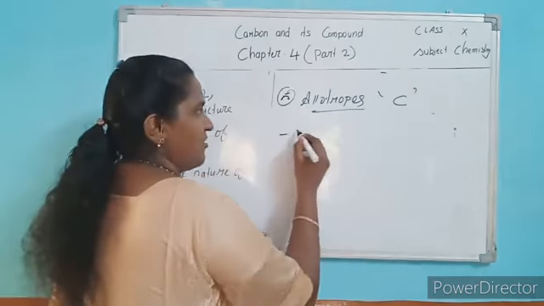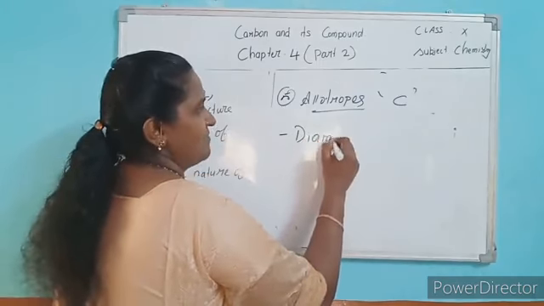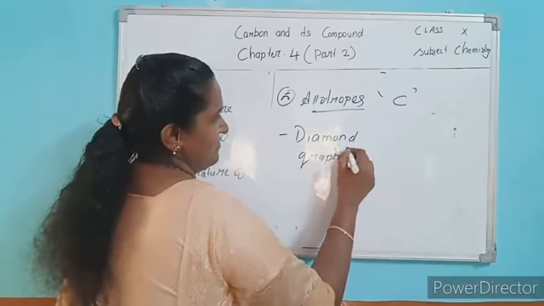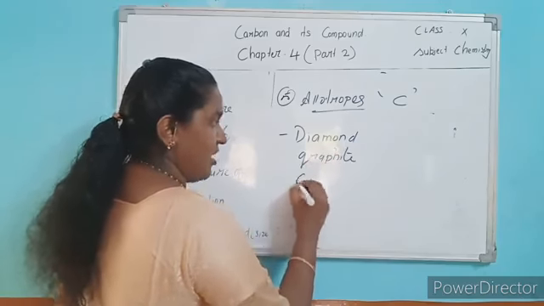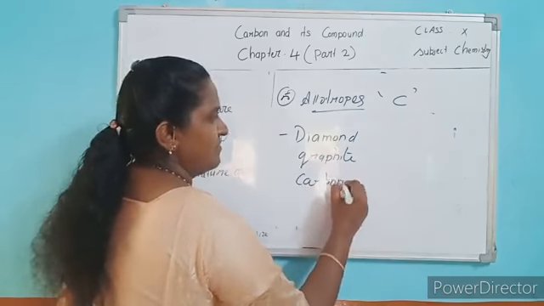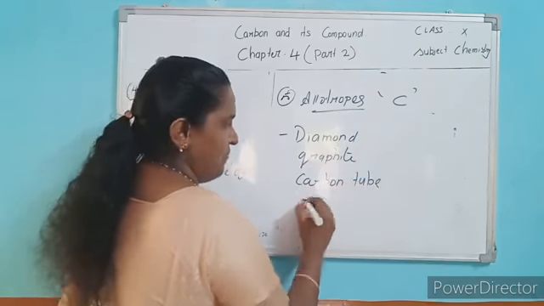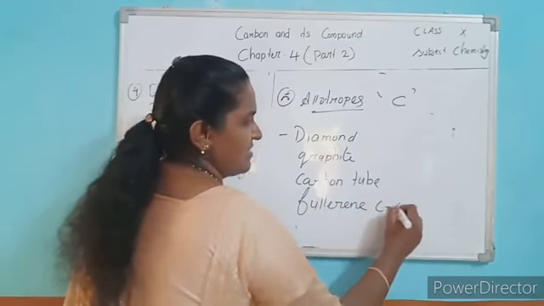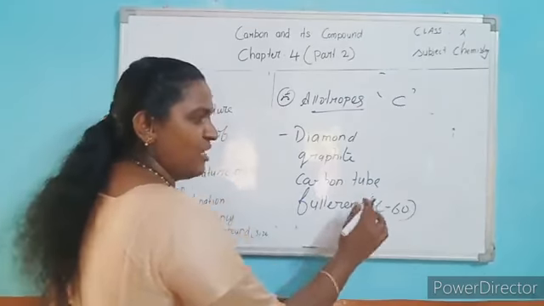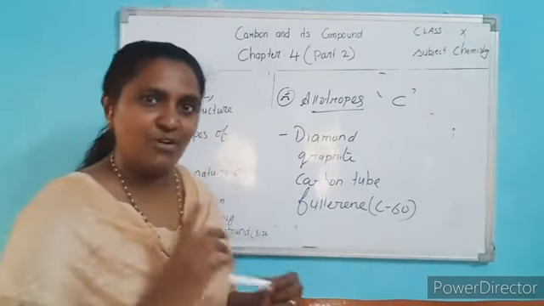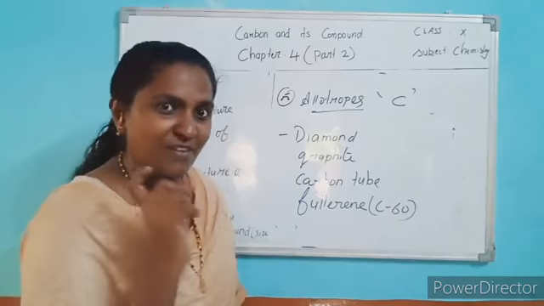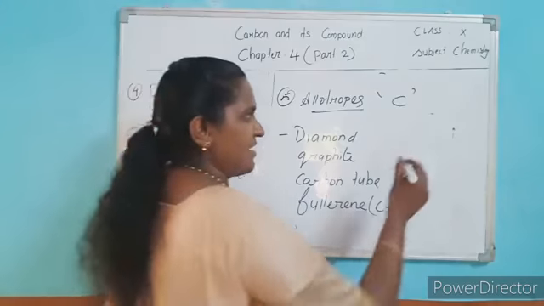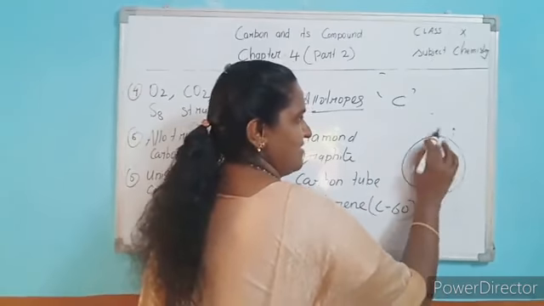See here, the allotropes of carbon: diamond, graphite, carbon tube, and fullerene, carbon 60. It is made up of only carbon. Sixty number of, how many number of carbon? Sixty. They look like a football, a dome-like structure.